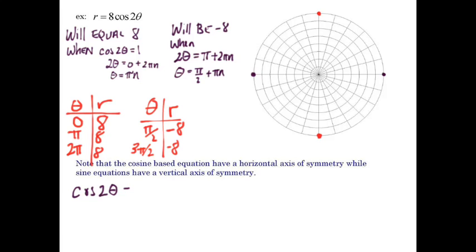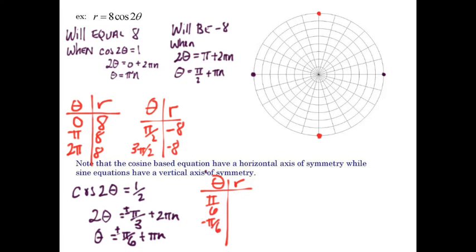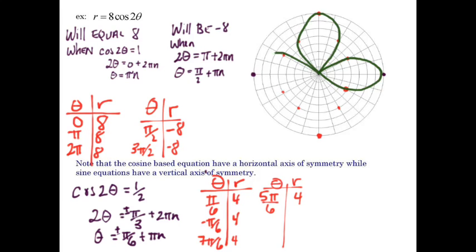And I have my zeros as well, and I'm going to get my shape to be, in this case, a 4-petaled rose as we go through it. So I get my other ones. Again, just plotting in points or using the calculator. And what we see is we get 4 petals on our rose.